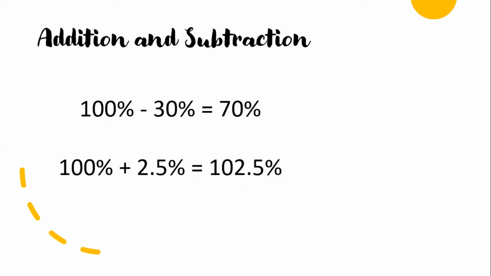Okay, next. Addition and subtraction is similar to what we learned. 100% minus 30% is equal to 70%. 100% plus 2.5% is equal to 102.5%. You will ask me why this one becomes 102.5%?